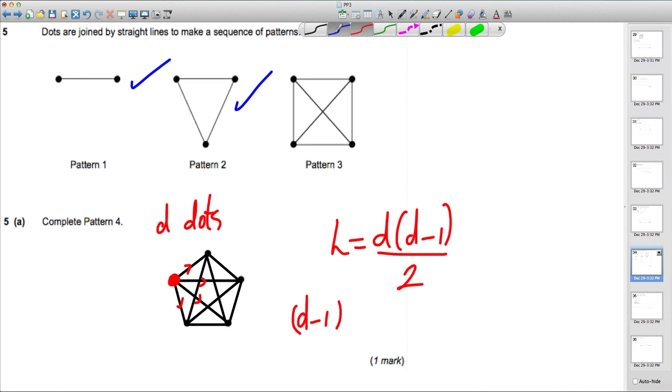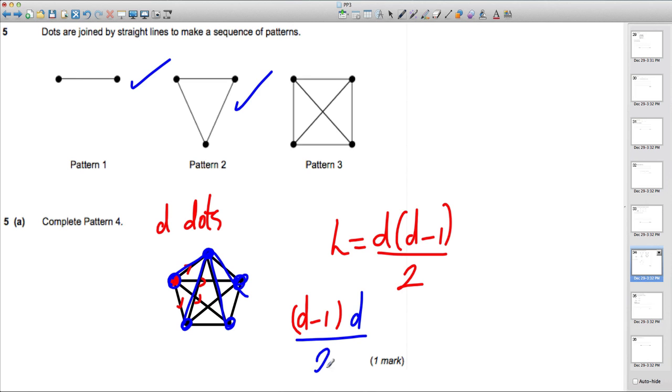Now, imagine you did that for each corner. You did it to this corner, this corner, this corner, this corner, and this corner. You would do it however many dots there are, so you would times that by D. If you did it for all the dots, you would have double counted everything, because when you were counting from here, you would have counted that again. So everything has been double counted, so you halve it. Hence, that's where it comes from.